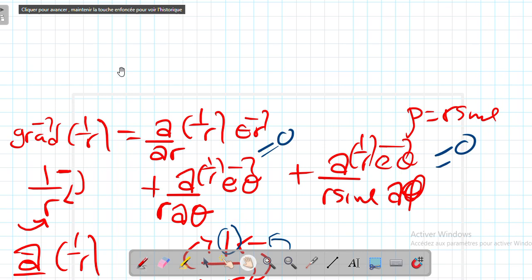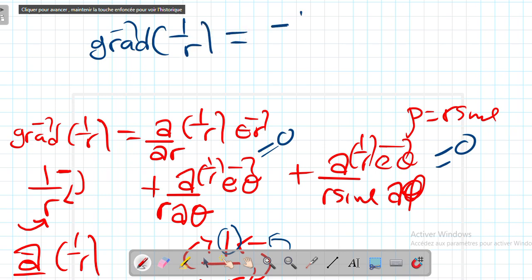Therefore my gradient, in, you specify which coordinate system you are using, is equal to negative 1 over r squared. Then don't forget the direction, because we just found this gradient is a vector. My students were forgetting this.